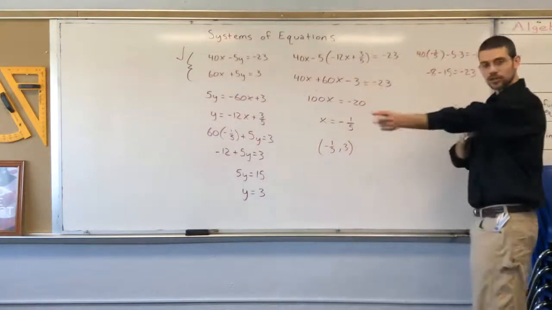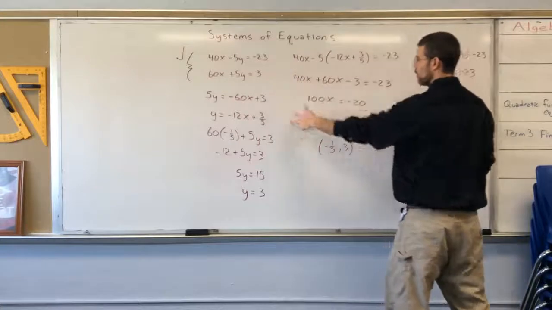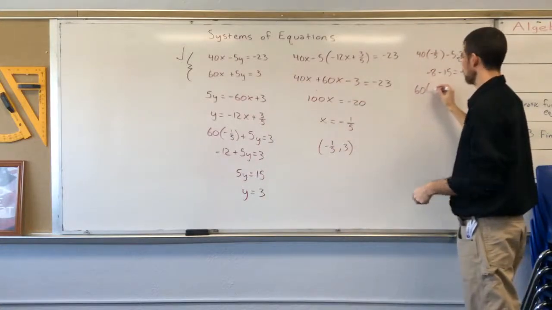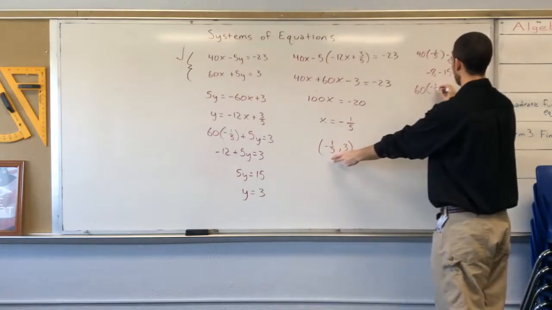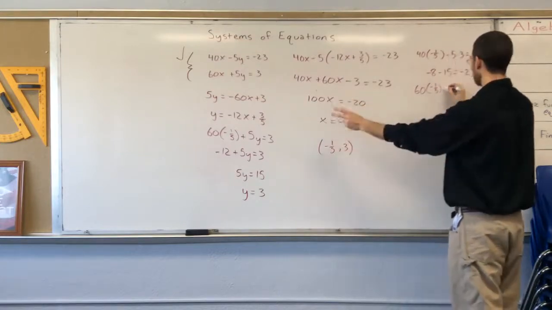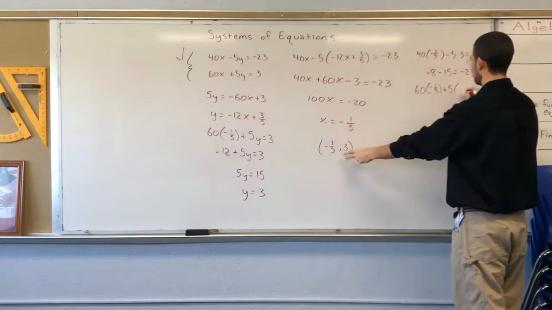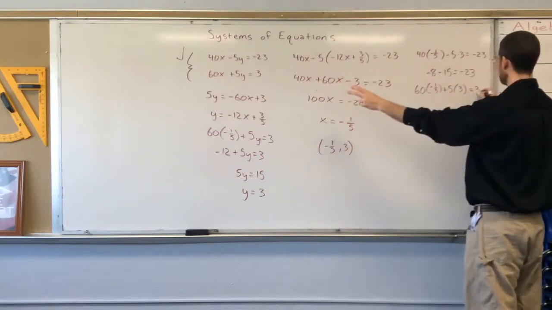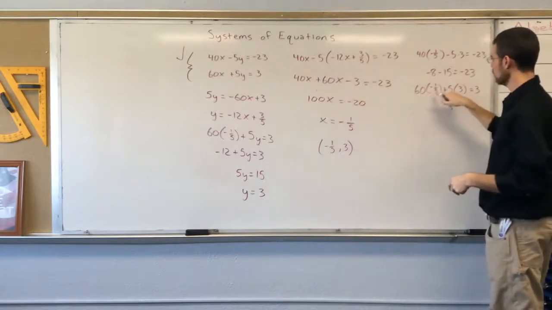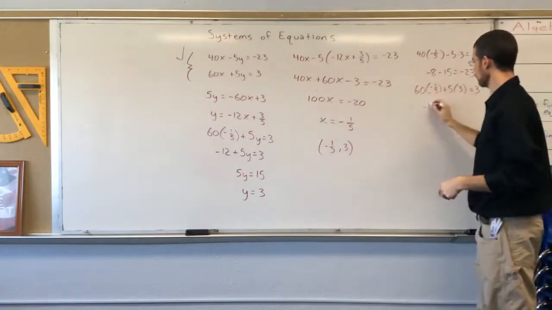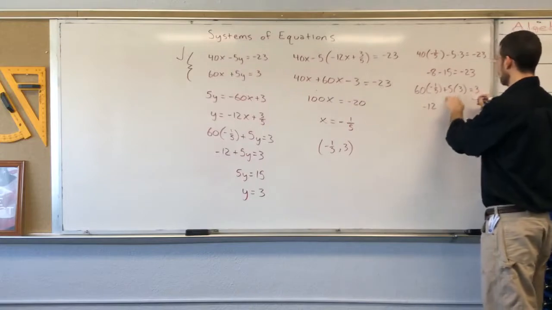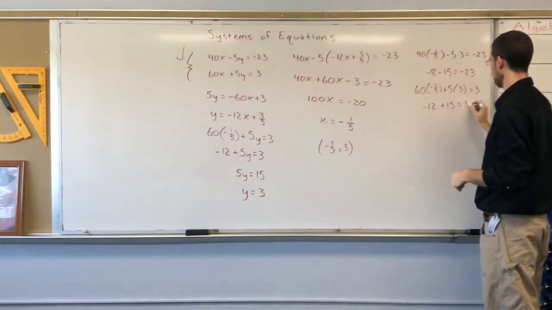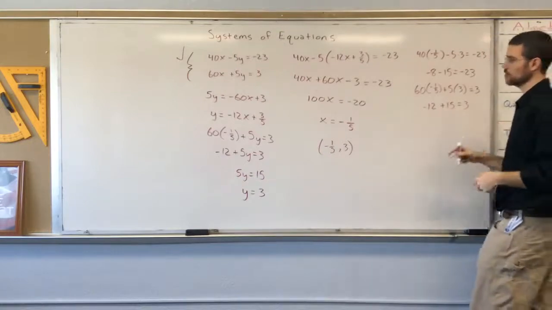Now we should just double check for sure. If we substitute, do we get the right answer here? So 60 times negative 1/5 plus 5 times 3 should equal 3 if we are correct. So 60 times negative 1/5 is negative 12. 5 times 3 is 15. And negative 12 plus 15 is 3.